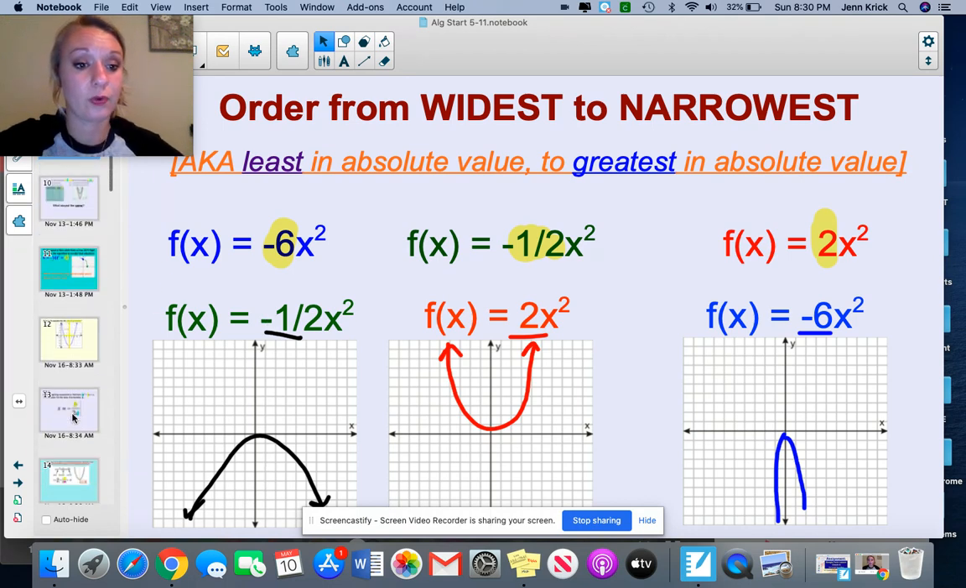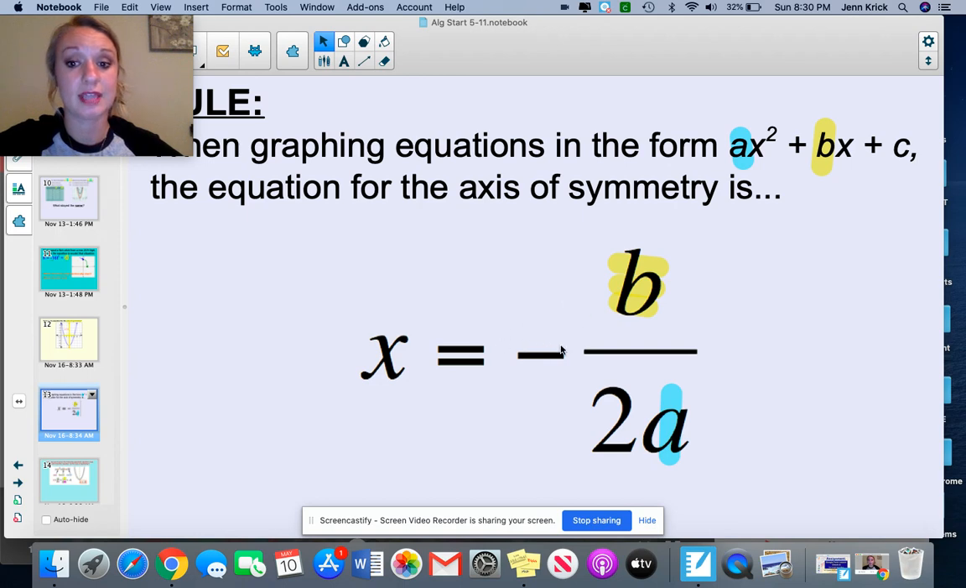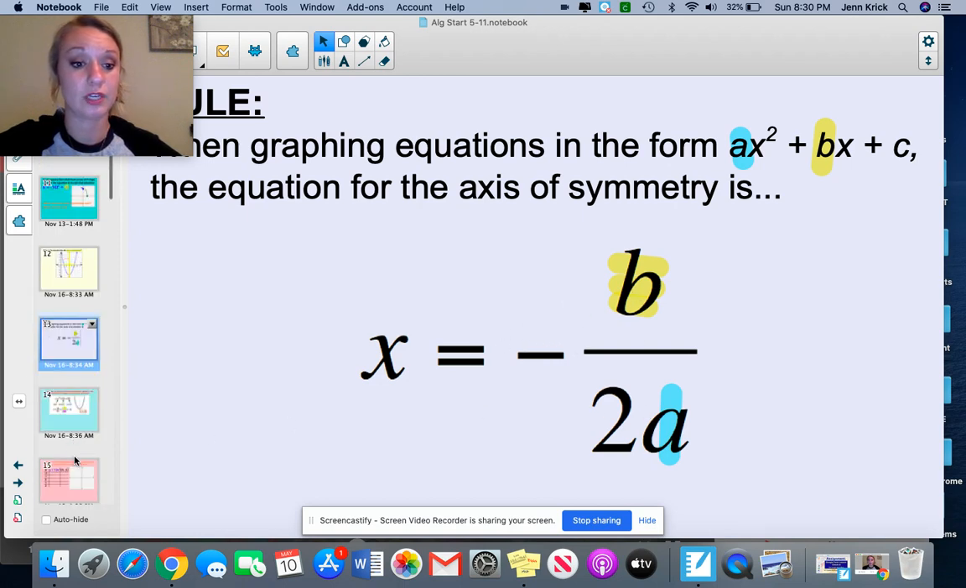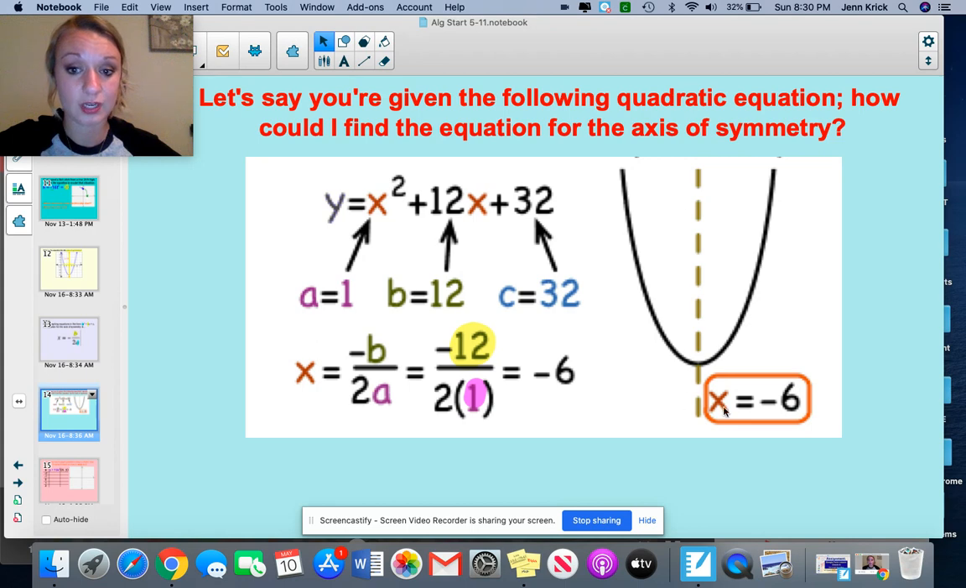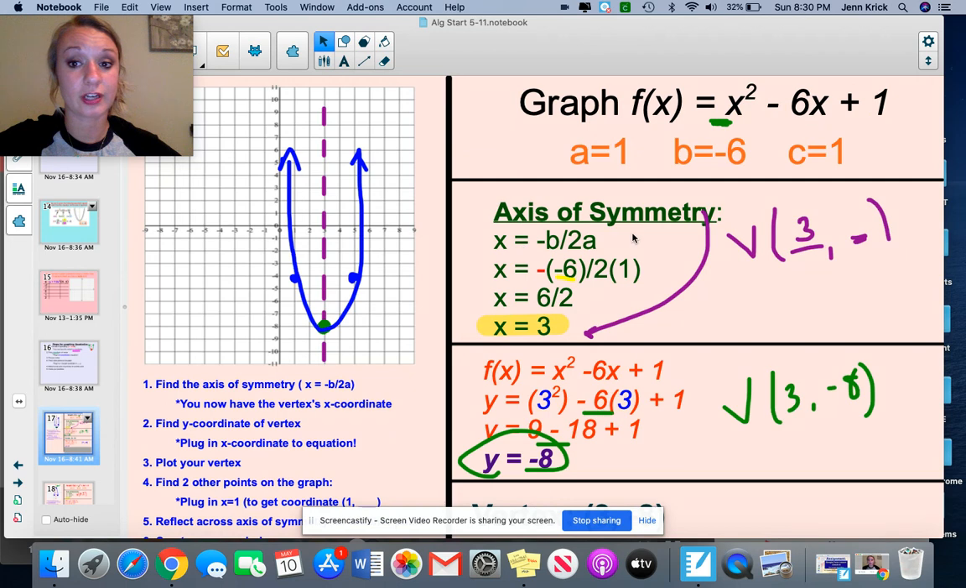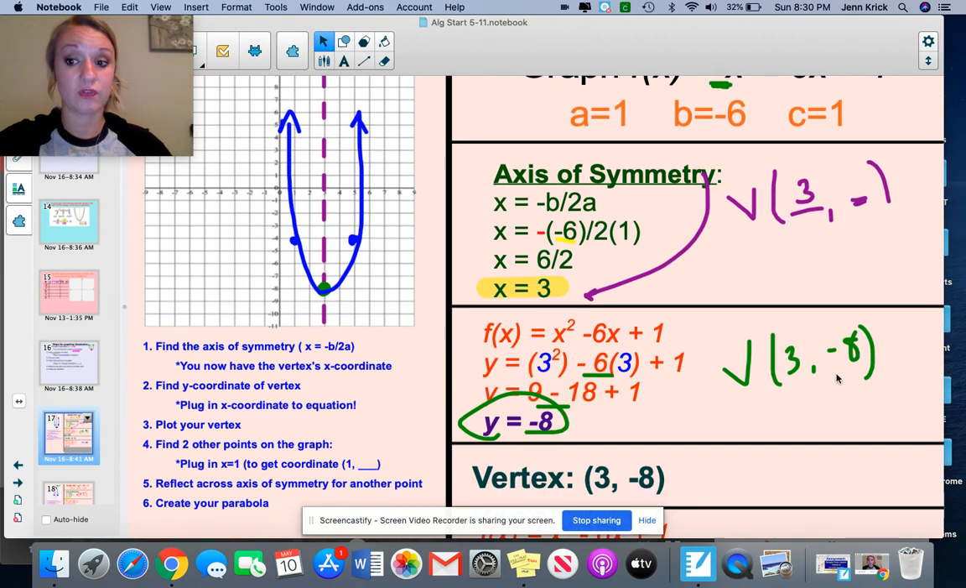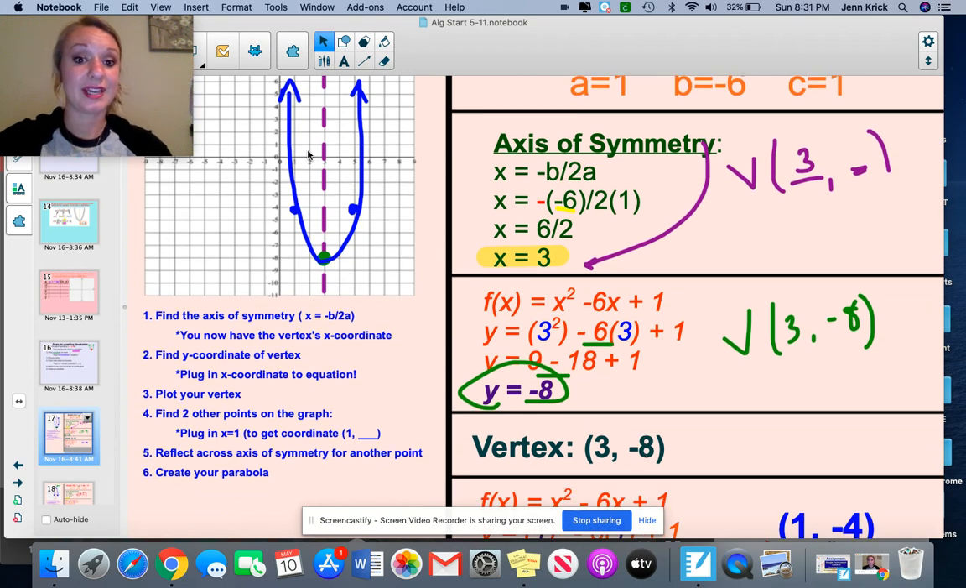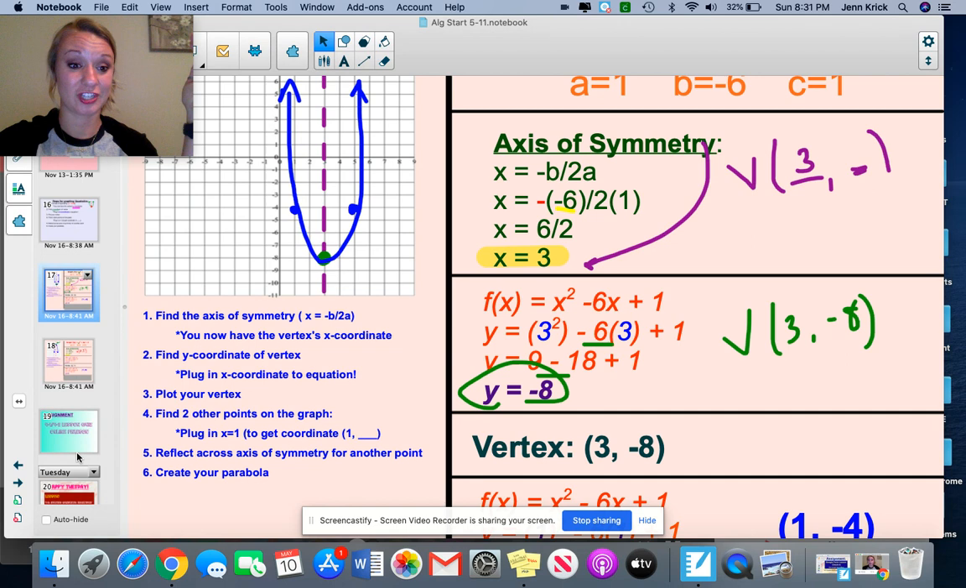The formula for an axis of symmetry is -b over 2a, and we can use that to help us not only to find that equation, but it also gives us the x coordinate of our vertex. And finally, we talked about the steps for graphing a quadratic function. We identify what a, b, and c are equal to. We find the axis of symmetry. We use that x coordinate to go find the y coordinate of our vertex, and we plot that vertex. Then we plug in an x value to find a coordinate pair, and we reflect it over. So that was a lot of information.